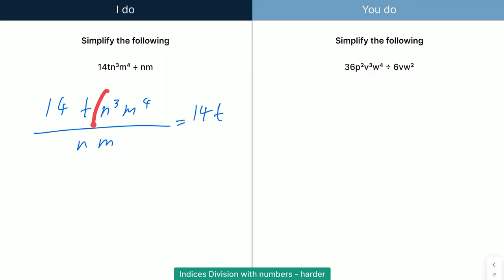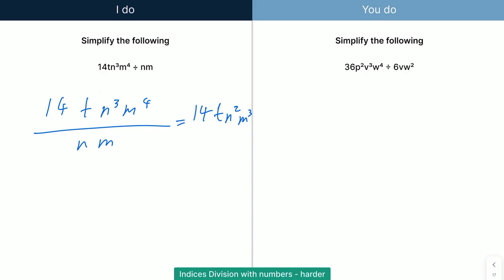And with the n, we do have an n at the top and the bottom. We can subtract them too. That becomes n squared. And with the m, we have an m at the top and the bottom. That just becomes m cubed. Okay, so notice we don't do anything to 14 because there's no 14 at the bottom. We don't do anything to the t because there's no t at the bottom.